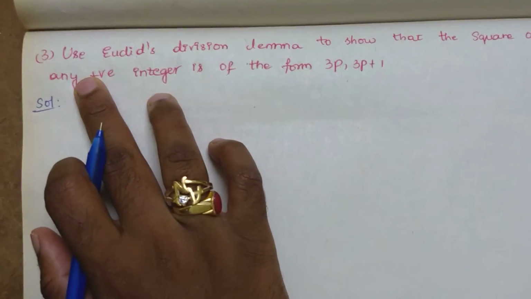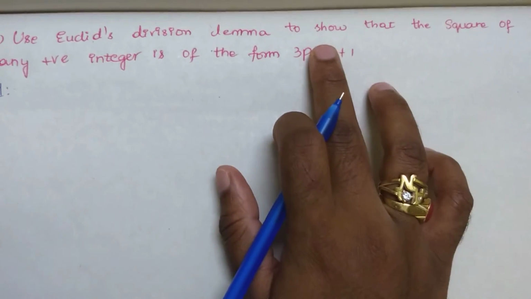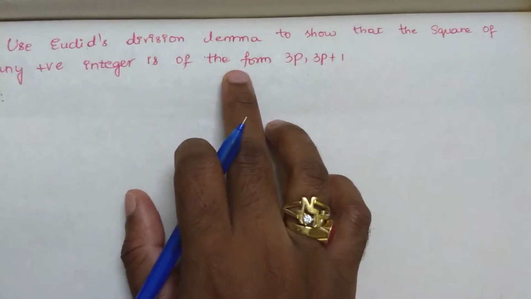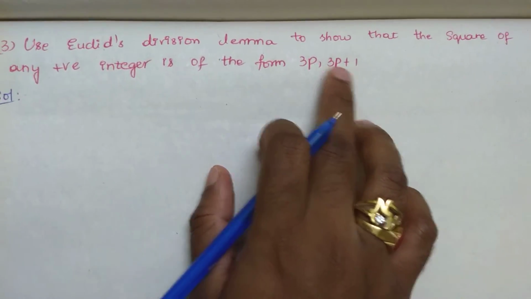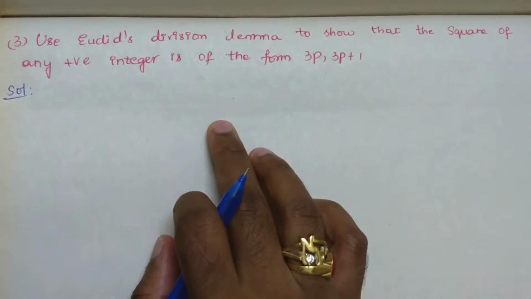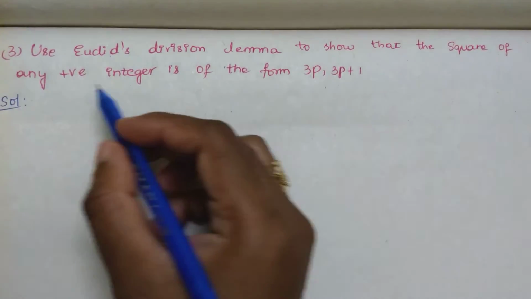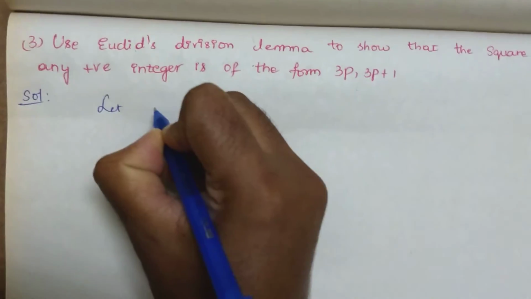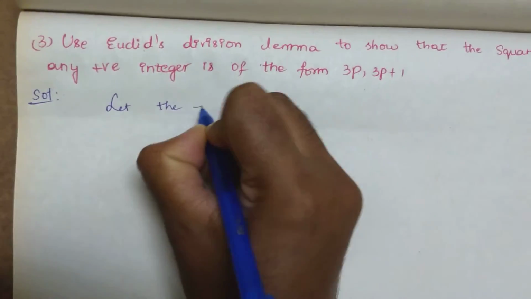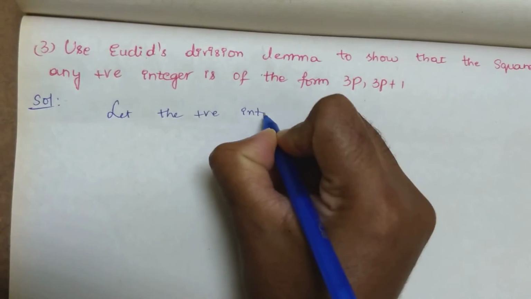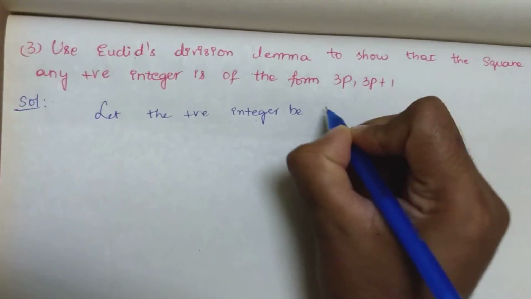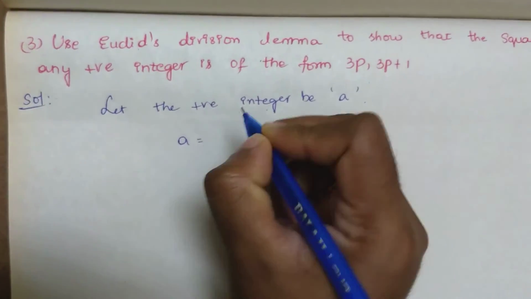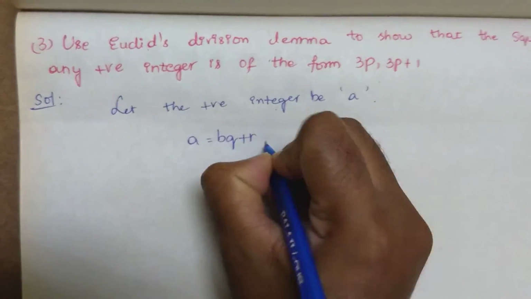To question number 3 in exercise 1.1. We are asked to show that the square of any positive integer is of the form 3p or 3p plus 1 using Euclid's division lemma. Here they didn't give the value of the positive integer, so let the positive integer be a. As per Euclid's division lemma, a equals bq plus r.